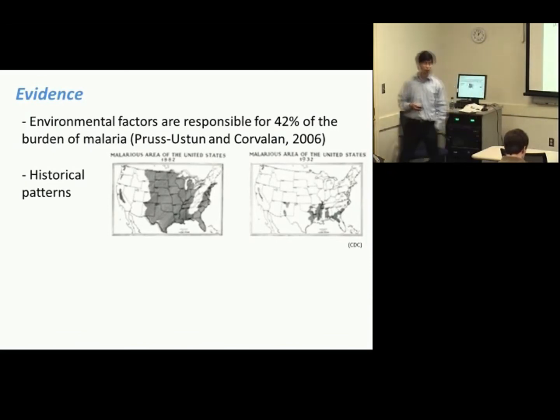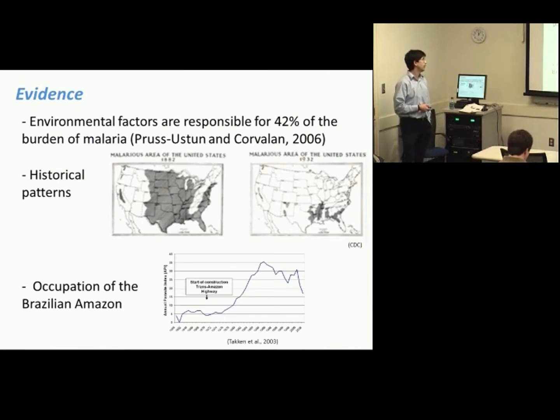Usually people attribute that to the drainage of the land, but there was also a lot of vegetation management, and you can think of that also in terms of controlling the amount of vegetation around the mosquito breeding sites. And interestingly, as you probably know, history repeats itself, and we can see a similar pattern going on currently in the Amazon region. So here's a time series of malaria cases divided by total population. That's the annual parasite rate for the Brazilian Amazon.